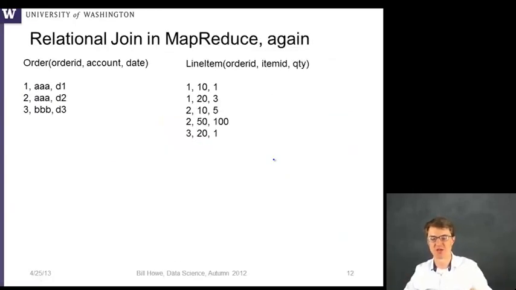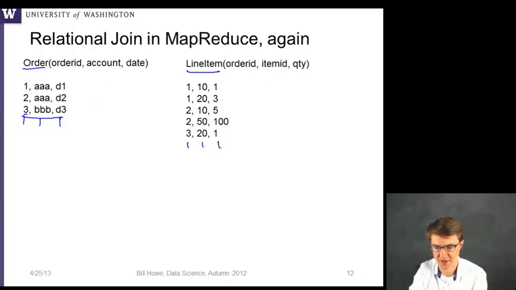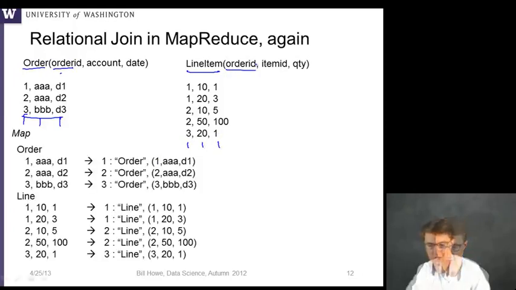All right. So fine. Let's do this one more time just to make sure it's clear. So I'm giving you two relations, order and line item, and they have these fields: an order ID, an account, and a date. And here there's an order ID, an item ID, and a quantity. And we're going to join on order ID. So what's the map phase look like? Well, once again, the key will be the join key, in this case order ID.